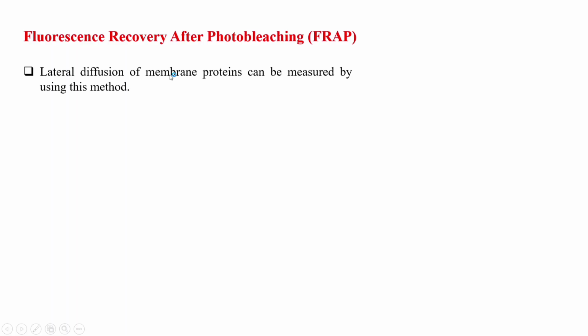Now, fluorescence recovery after photobleaching is a method by which we can measure whether a protein or lipid molecule performs lateral diffusion or not. So lateral diffusion of membrane proteins can be measured by using this method. I have already made a separate video on FRAP, or fluorescence recovery after photobleaching, and I will also talk about this method in this video.